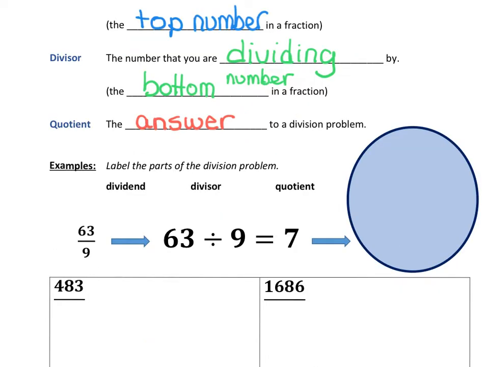This next section, we're going to label those parts. So the dividend, the number that would be the top number in a fraction, that's our 63. The divisor, the bottom number, that's 9. And then the answer, our quotient, is the 7. So the dividend divided by the divisor gives us a quotient.